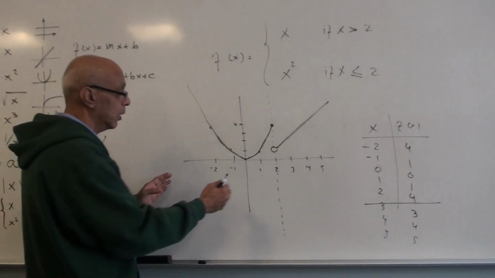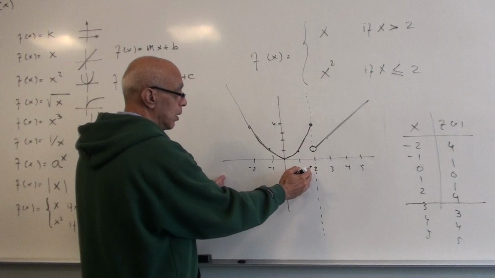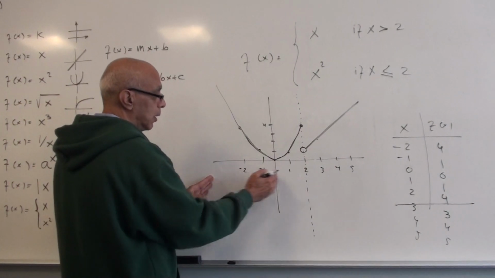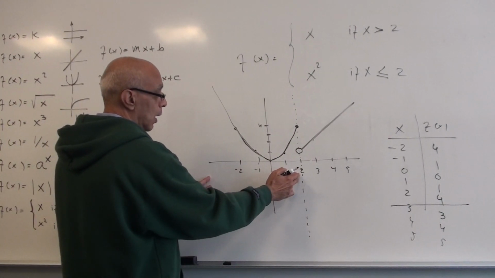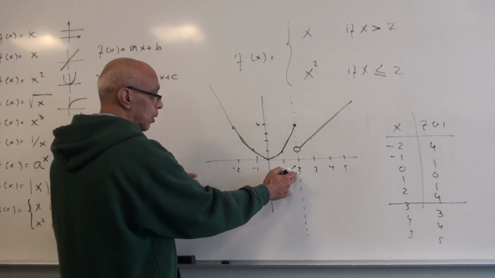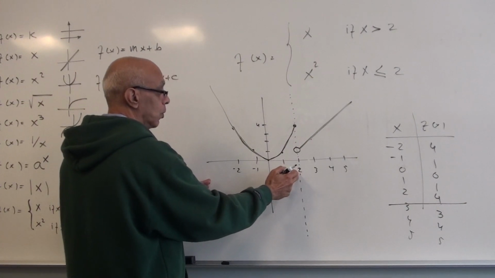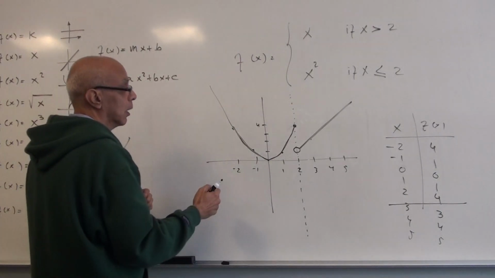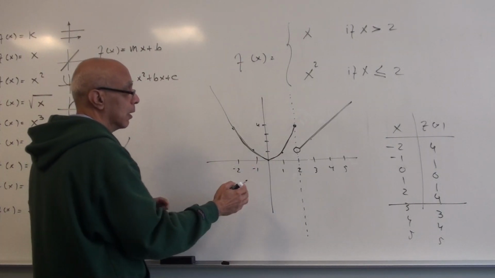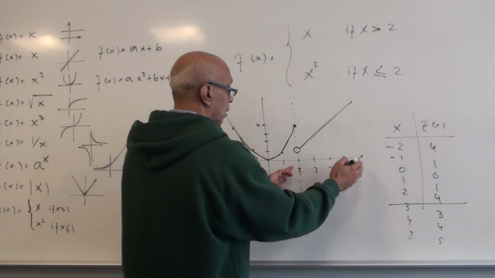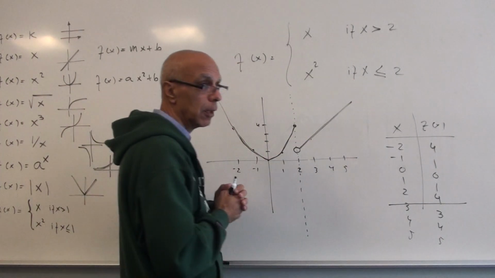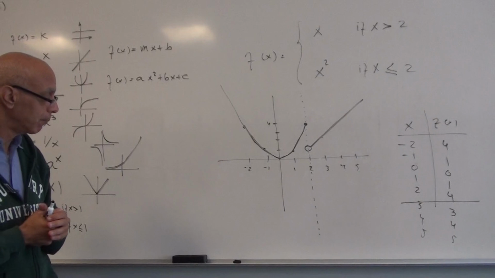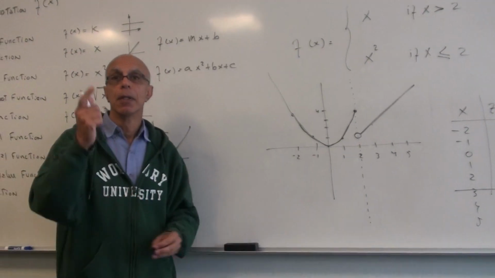Different ranges, okay, different intervals. The domain from negative infinity to positive 2 is a quadratic range, right? It functions like a quadratic, and then from 2 and above it's going to be a linear equation. All right? Okay. Thank you.